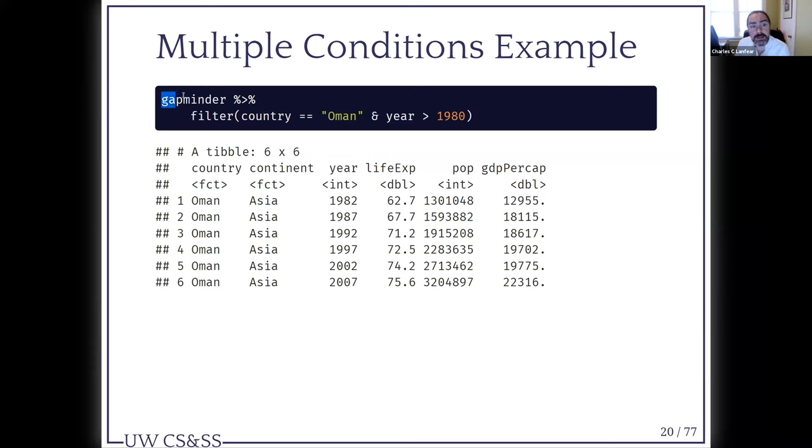I can say, take my gapminder data and then filter it so that the country is equal to Oman and the year is above 1980. What I get are only values where country is Oman and only years after 1980. This is an AND statement, right? Both of these things must be true to get it, and thus I only get these six observations, because there's only six observations in the data that satisfy both of these conditions simultaneously.